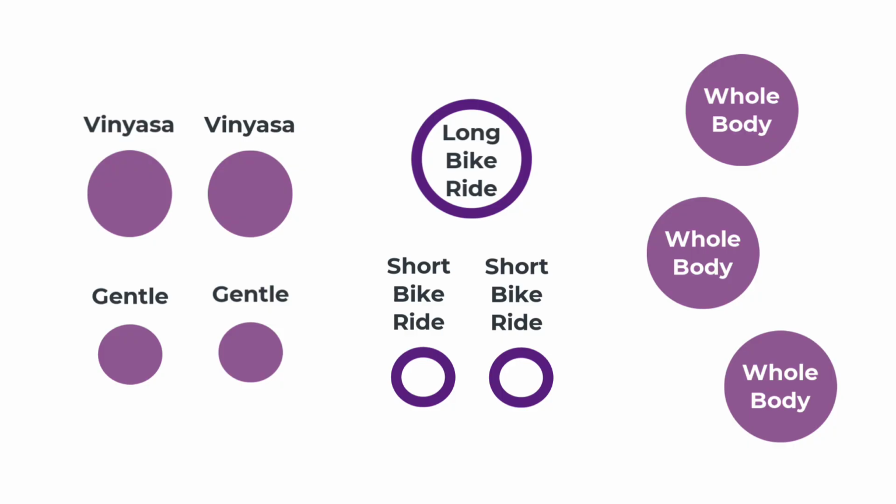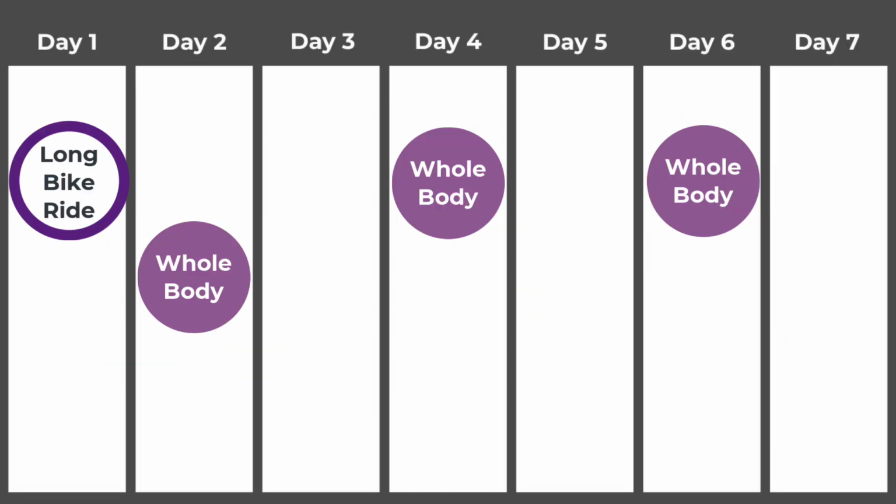So let's look at one possible solution here. First of all, we're going to break up the big circles. We kind of start with the big circles. And we're going to put some days in between the whole body strength training sessions. And then there's one long bike ride as well. So we'll put that long bike ride on day 1, whole body strength training on day 2, 4, and 6.